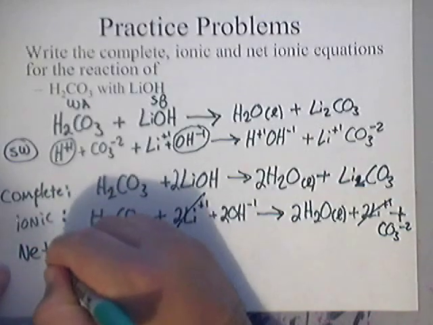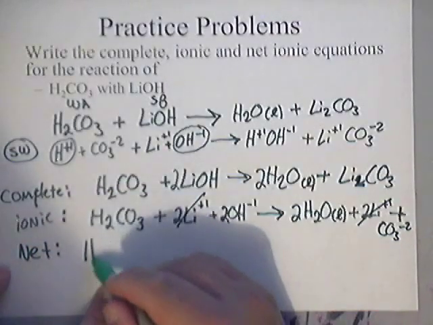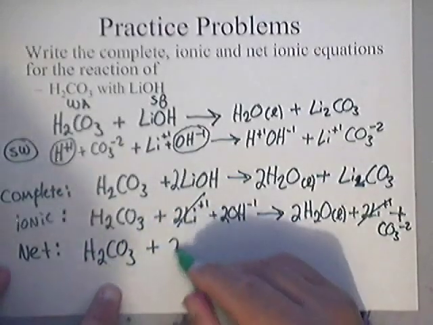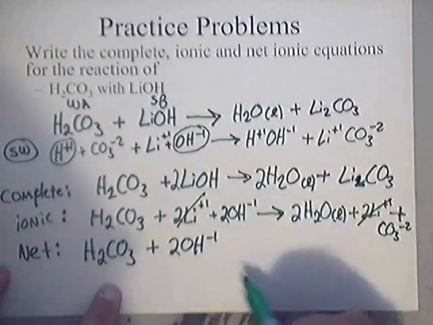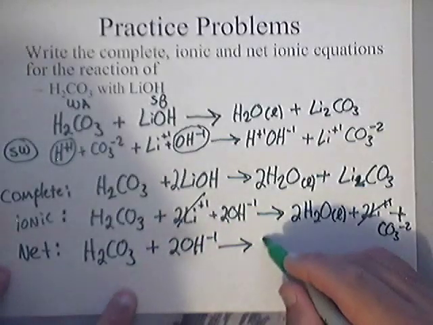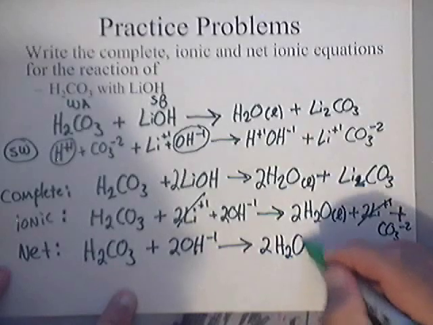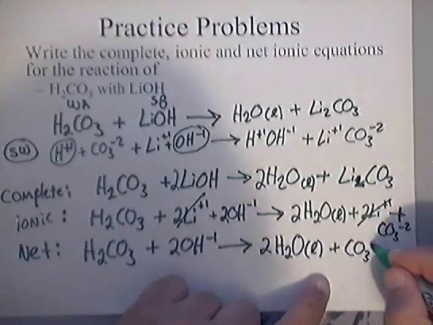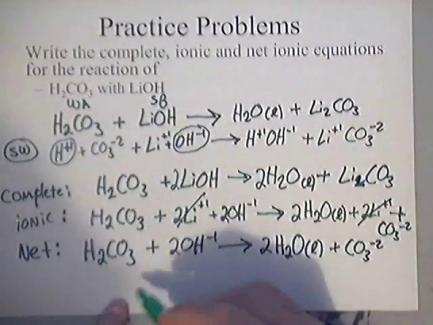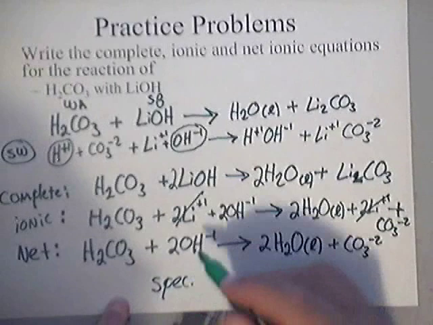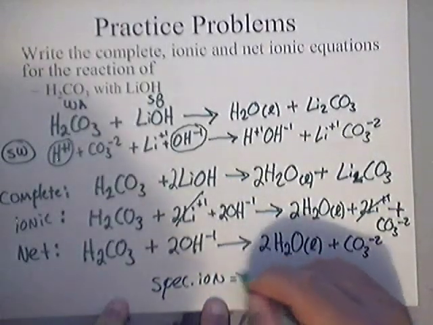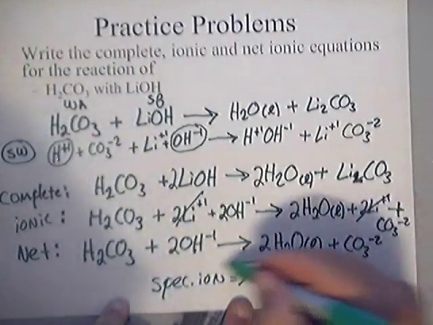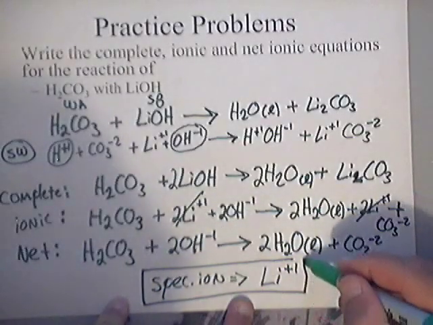So your net ionic equation is what you didn't mark out. That's the H2CO3 plus the 2 OH -1s, yielding our two waters, our two H2O's liquids, and the CO3 -2 ion. Our spectator ion will be just Li+1, because that was the only thing that we marked out.